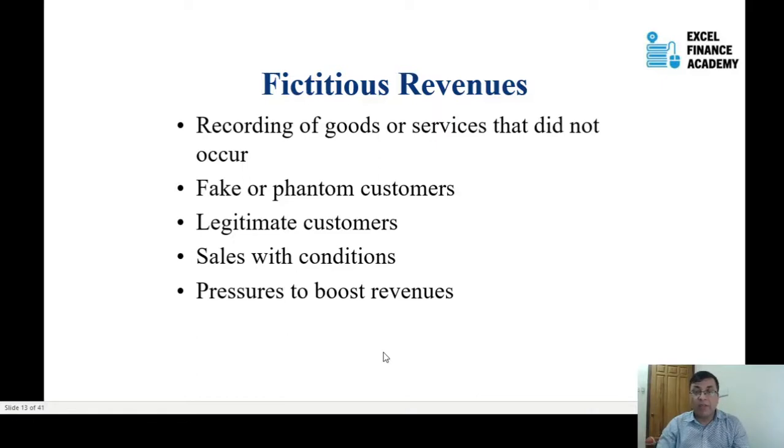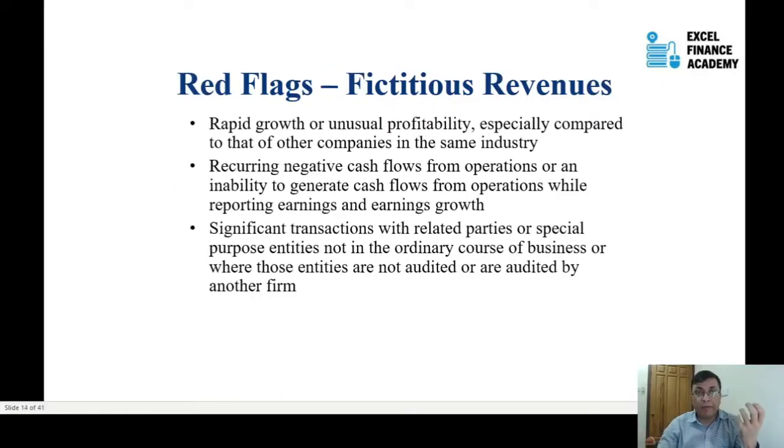So how do we protect against them? There are certain red flags. The red flags to understand fictitious revenue are rapid growth or unusual profitability, especially when you compare with other companies within the same industry. Normally auditors will look at the common size financial statements, the gross profit percentage, and compare with the industry standards. There may be different business models which may say, hey, your operating profit can be different.